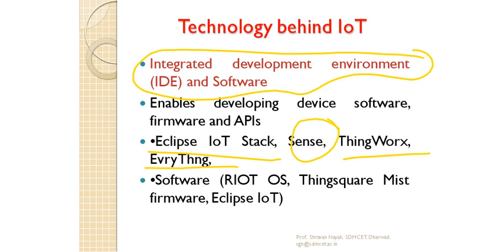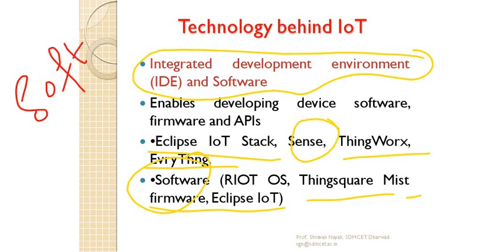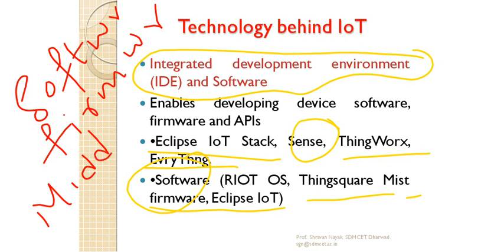You have got RIoT OS, operating system. This is one small OS which is very popularly being used in the IoT environment. You have something called ThinkSquare, MIST. You have something called firmware. So what is the difference between software and firmware? Can anybody recall? You know what is software. Then you have firmware. You have one more thing apart from this firmware, which is called middleware. These names are new to you, and please get accustomed with these names.